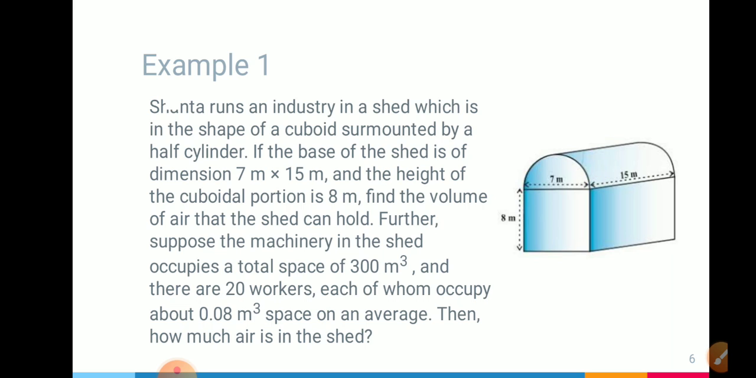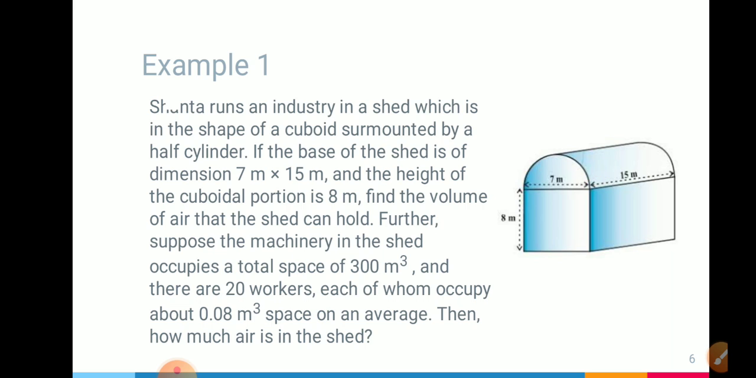Let us take the first question. Shanta runs an industry in a shed which is in the shape of a cuboid surmounted by a half cylinder. If the base of the shed is of dimension 3 meter into 15 meter and the height of the cuboidal portion is 8 meter, find the volume of air that the shed can hold.